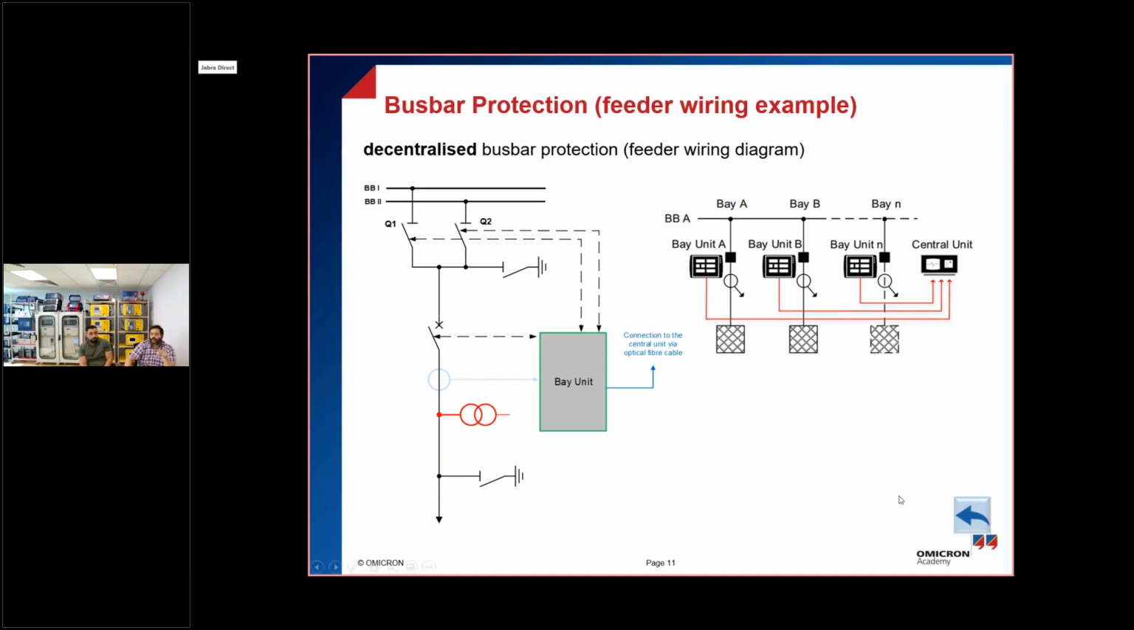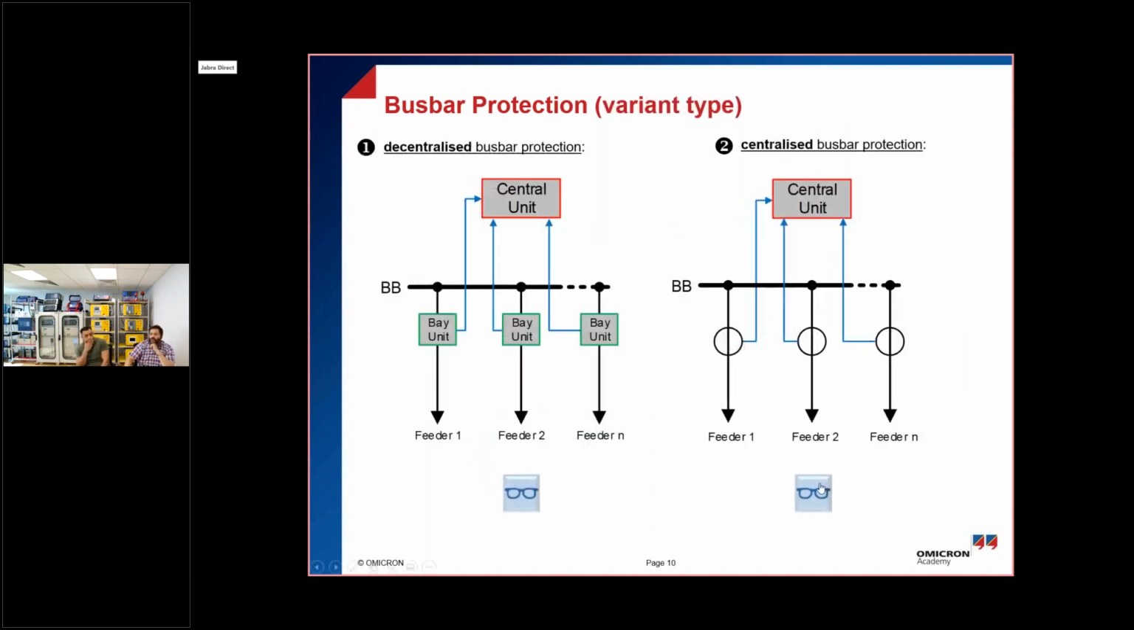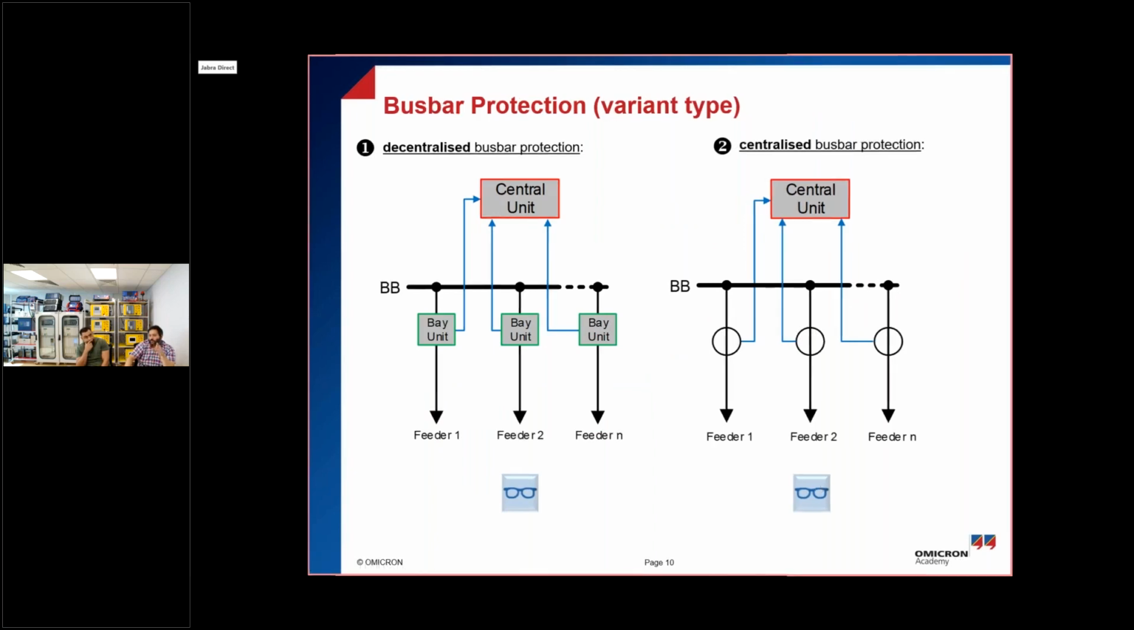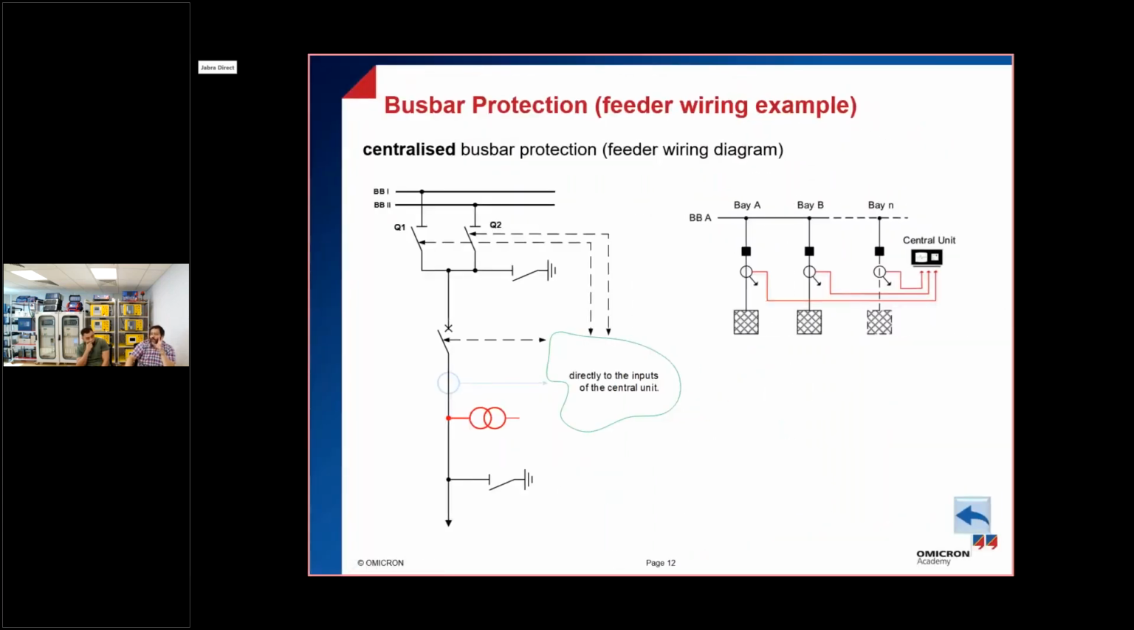And this is how it looks. Each bay unit will be connected to the isolator, and also it will connect to the CT as input for the analog input. Now we will discuss the central unit, and mostly we will use this example in our practical application.